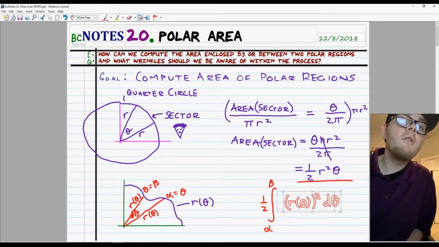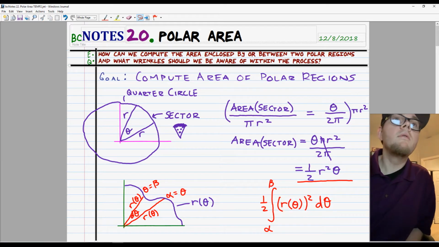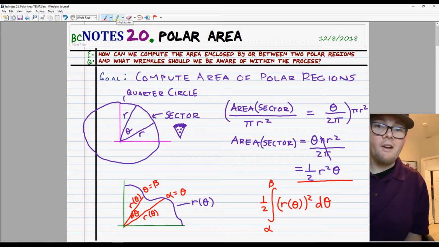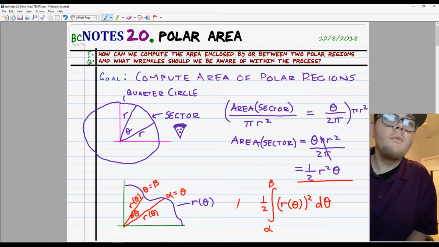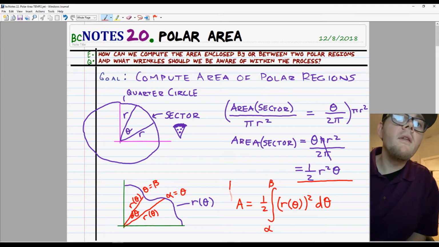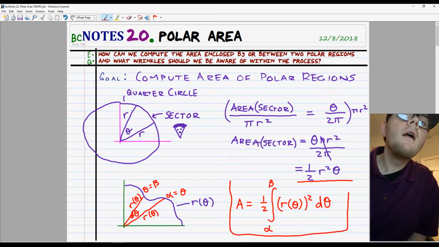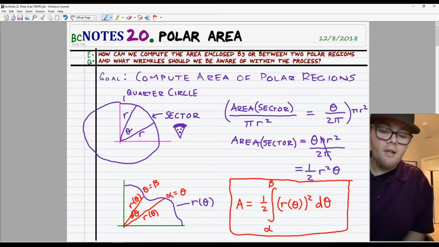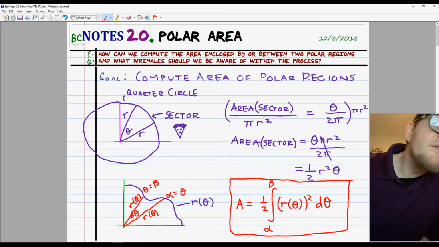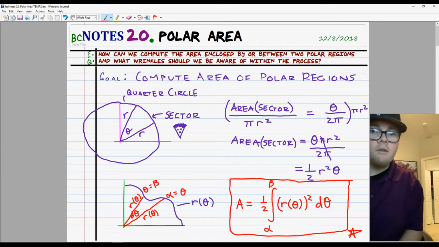So basically, we have conceptualized a way to figure out area in polar. We just treat everything as a sector of a circle. And then finally, we add up a whole bunch of tiny little sectors, just like we would tiny little rectangles in rectangular form. And we end up with our formula. Unfortunately, the box is going to be a little tall, but there it is. So this is the thing that you need to know.